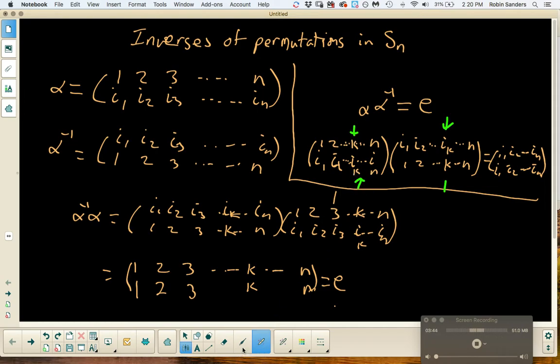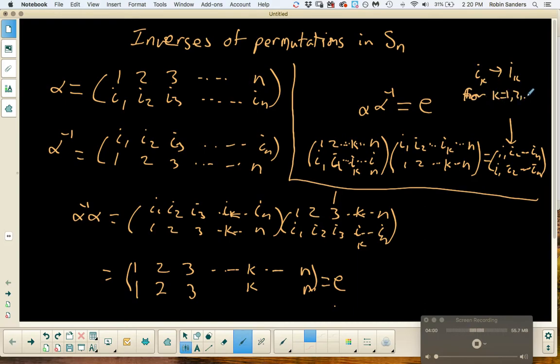And it's important to realize that this particular permutation sends Ik to Ik for k equal 1, 2, all the way up to n, and hence this is indeed the do-nothing permutation. So this is indeed equal to E.